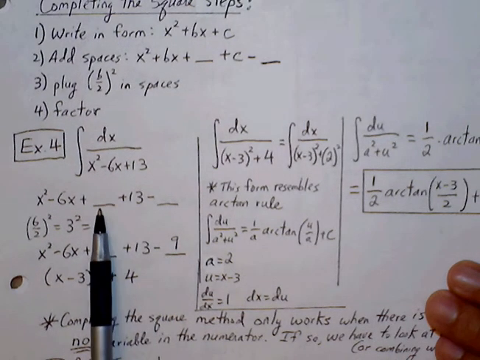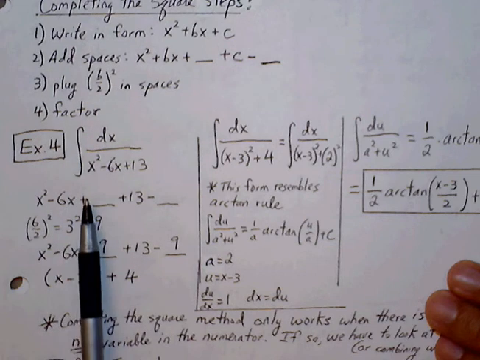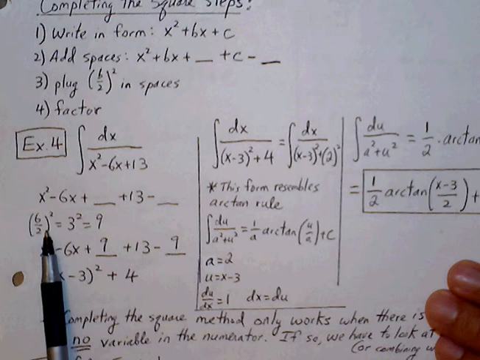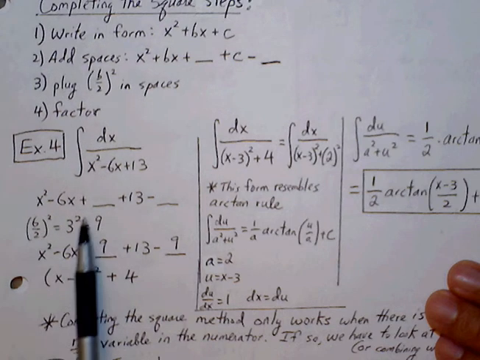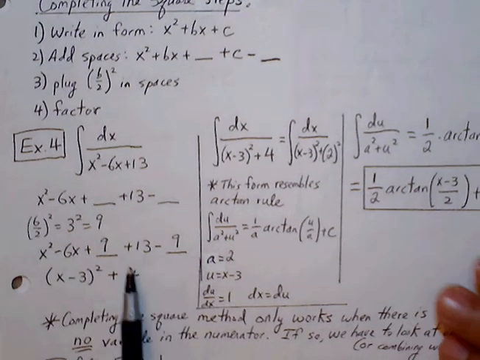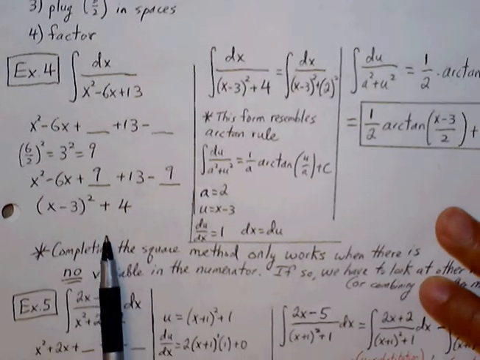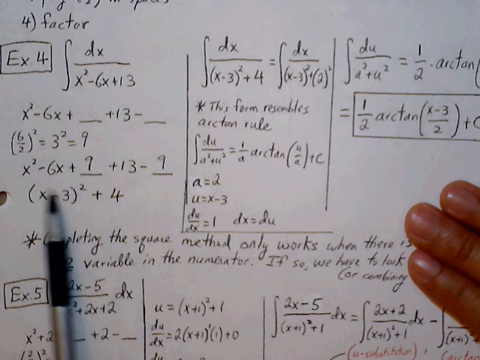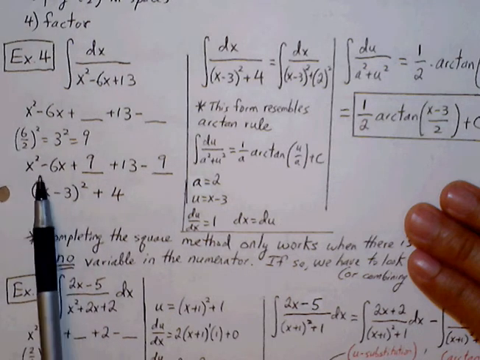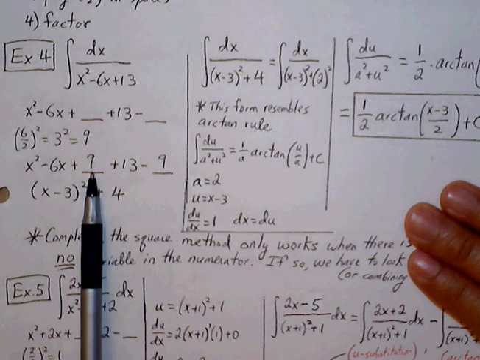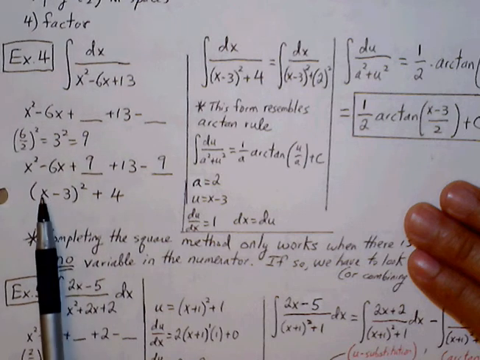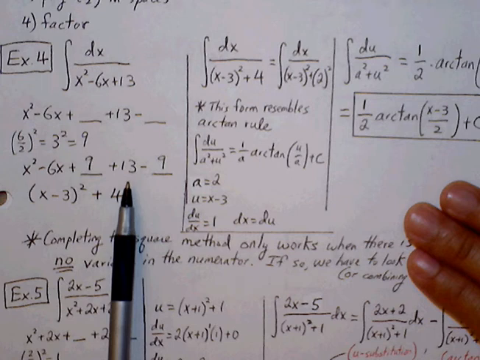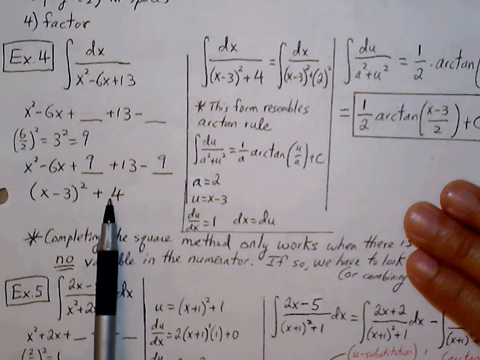The value that we put in the space is b over 2 squared. Now our b value is 6. 6 divided by 2 is 3. 3 squared is 9. So we put 9 in both spaces. So we have x squared minus 6x plus 9 plus 13 minus 9. Now this factors out nicely to be x minus 3 times x minus 3, so we'll write this as a binomial square, x minus 3 quantity squared. 13 minus 9 reduces to 4.